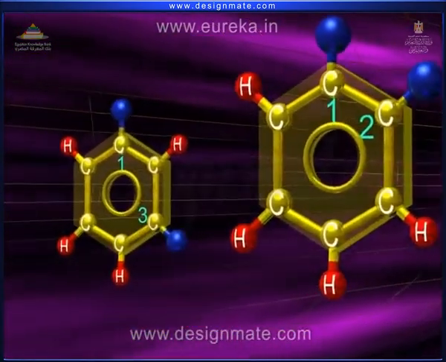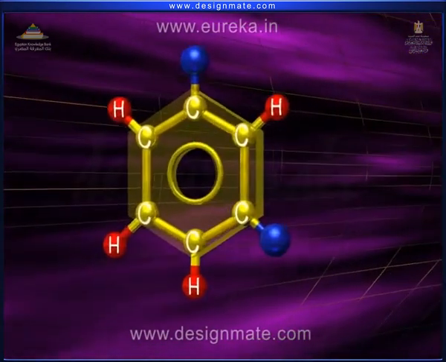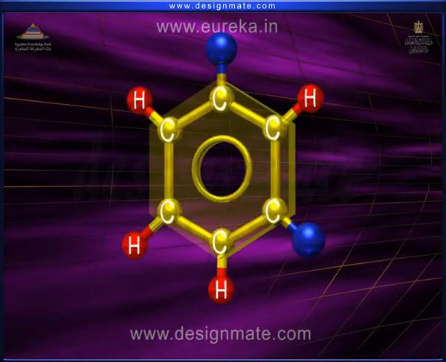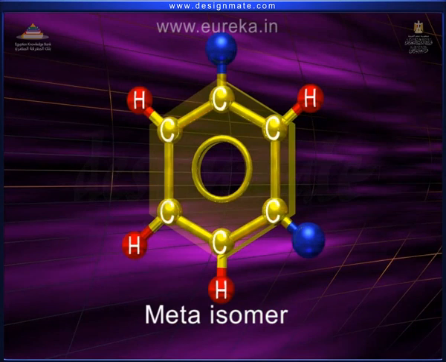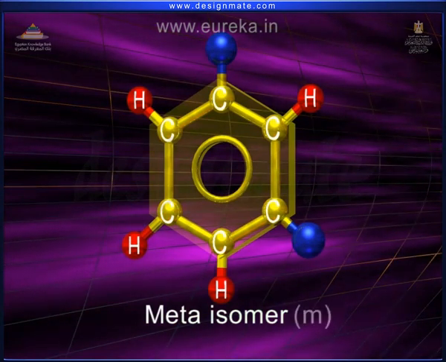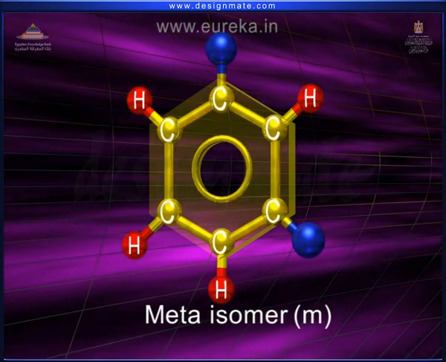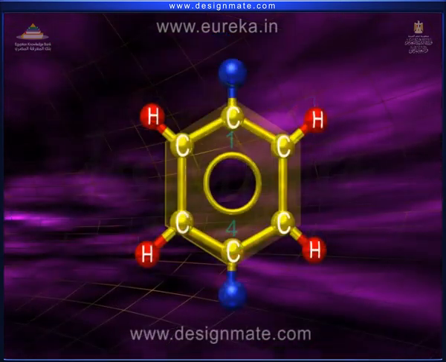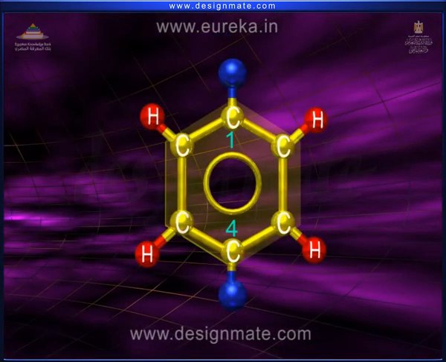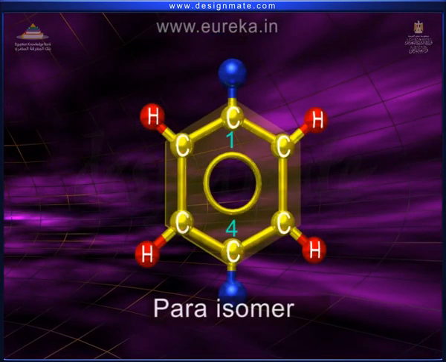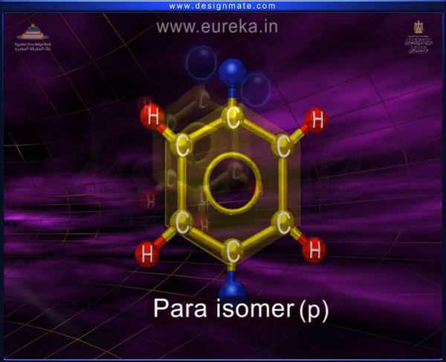If the functional groups are present on alternate carbons, the isomer obtained is called meta. They are shown by the sign M. And if the functional groups are present on the opposite carbons, the isomer obtained is called para. They are shown by the sign P.